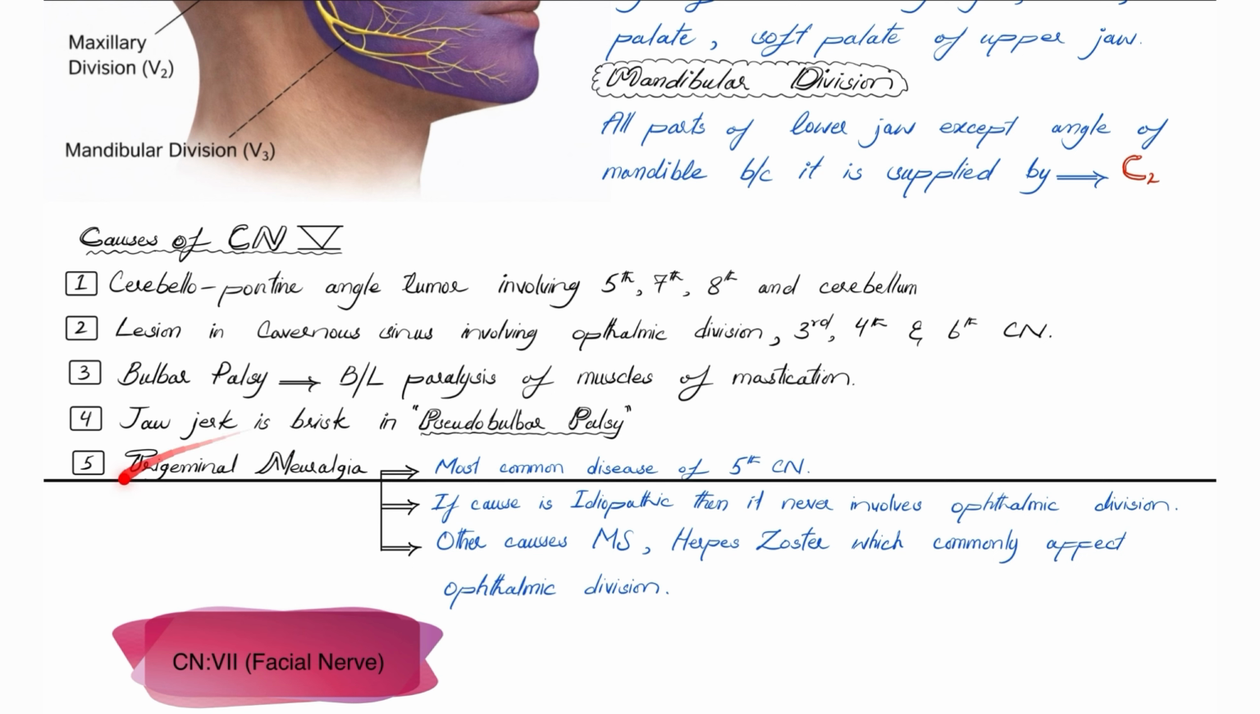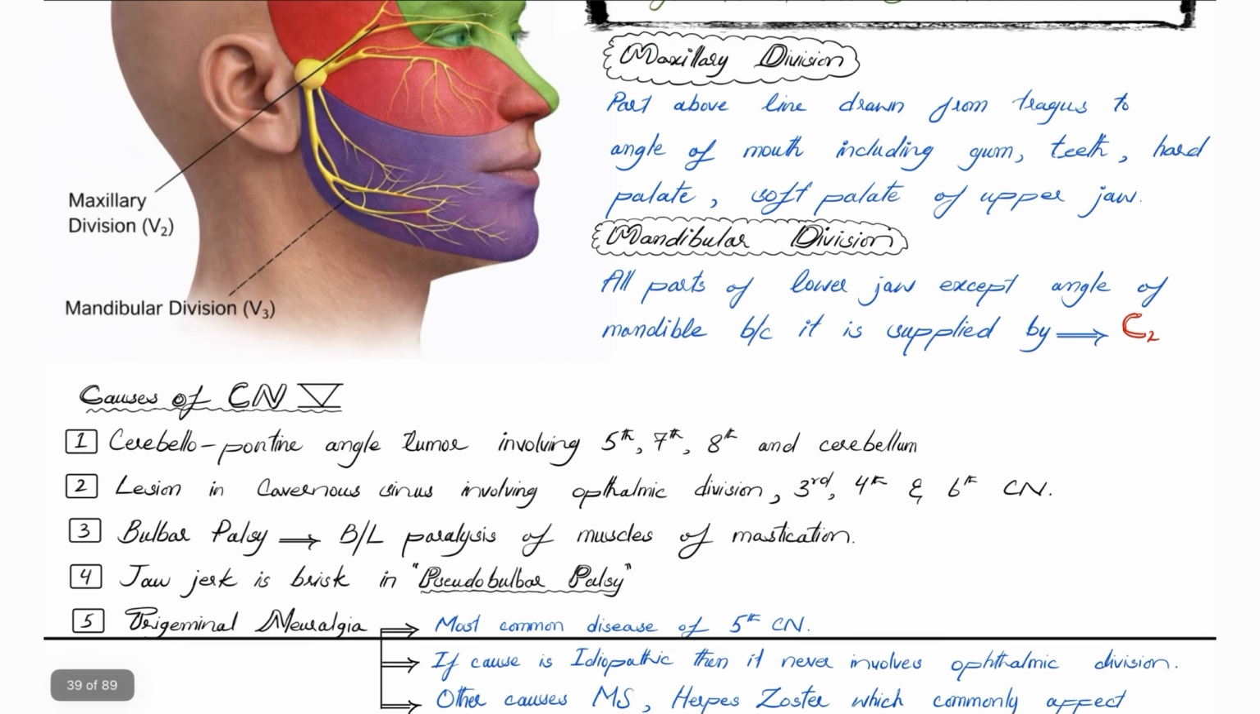Trigeminal neuralgia is the most common disease of the fifth cranial nerve. If the cause is idiopathic, then it never involves the ophthalmic division. But if the cause is known, such as multiple sclerosis or herpes zoster virus, these commonly affect the ophthalmic division of the trigeminal nerve. So that was about the trigeminal nerve.